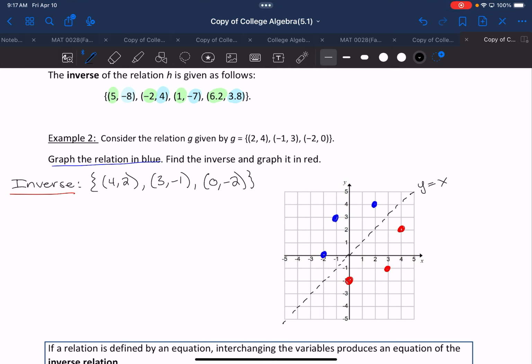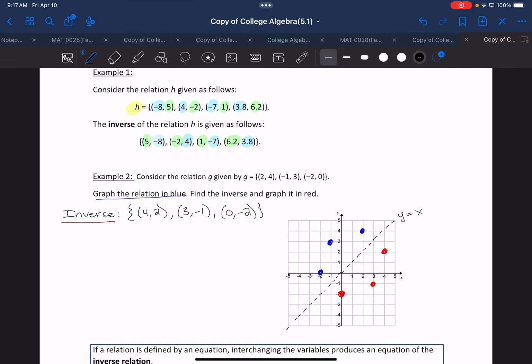So nothing too crazy when they give you a set of points. You're just switching the x and the y coordinates to find the inverse.